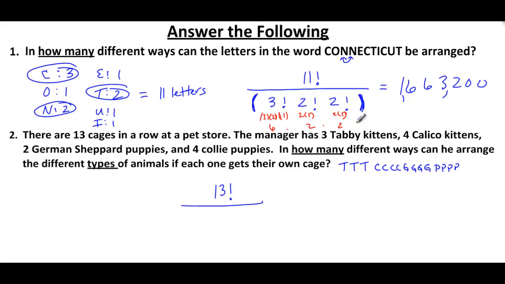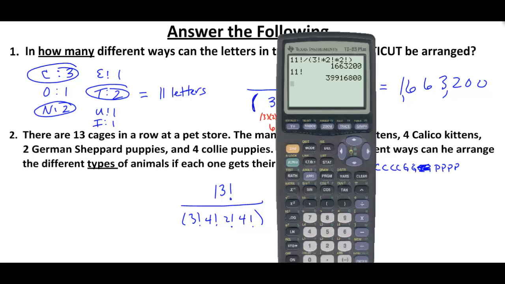And every single one of the types repeat. So I divide by 3 factorial, 4 factorial, 2 factorial. Oh, sorry, I only had 2 German Shepherd puppies. Not to confuse you there. And then 4 factorial. So again, I'm going to type this in my calculator as 13 factorial divided by 1 big parentheses. I know 3 factorial is 6, so I can just do 6. 4 factorial is 4 times 3 times 2 times 1, which is 24, times 2 factorial is 2, times 4 factorial, which again is 24. That's another way you could do it. Save yourself a lot of time.